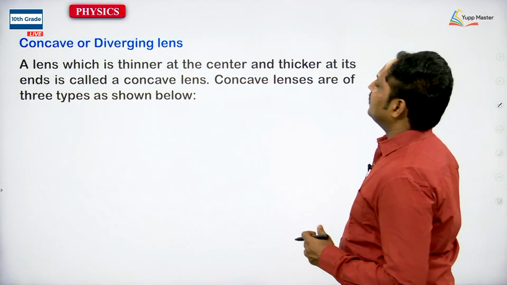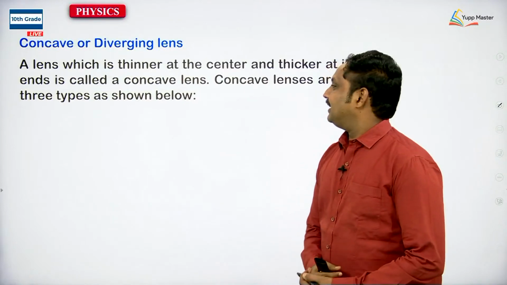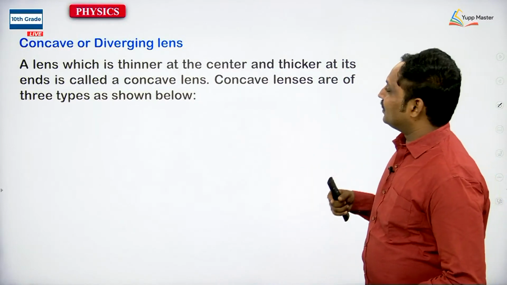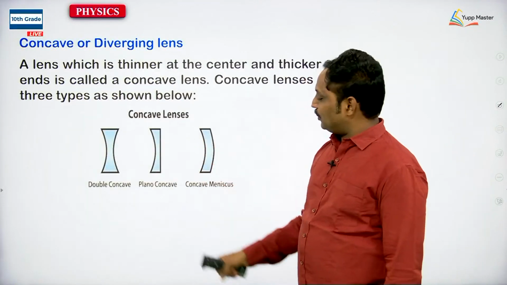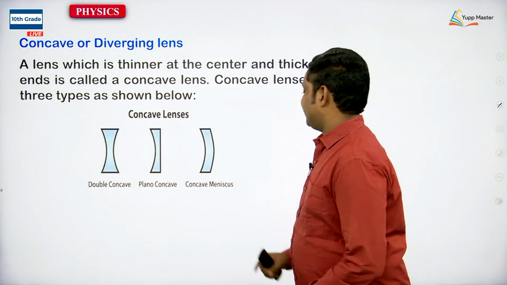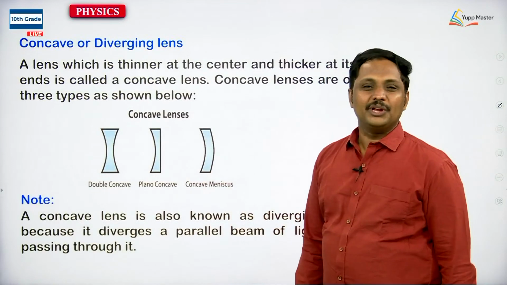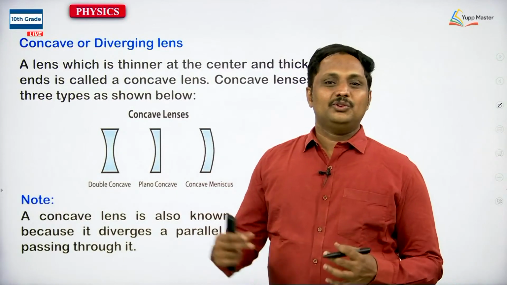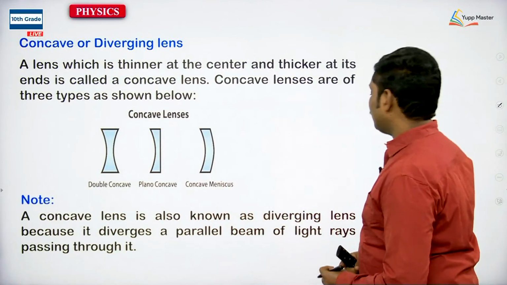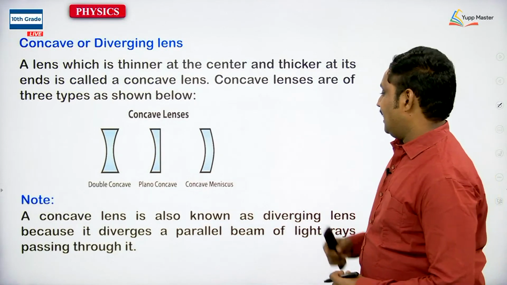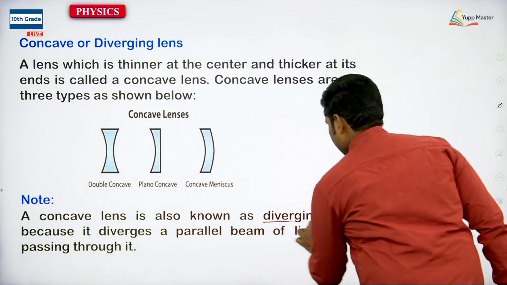A lens which is thinner at the center and thicker at its end is called a concave lens. Concave lenses are of three types: double concave, plano-concave, where one side is plane, and concave meniscus. You have to take these classifications, right. If light rays are incident, a concave lens, also known as a diverging lens, will diverge all the incident light rays, very clear. So this is the diverging lens.